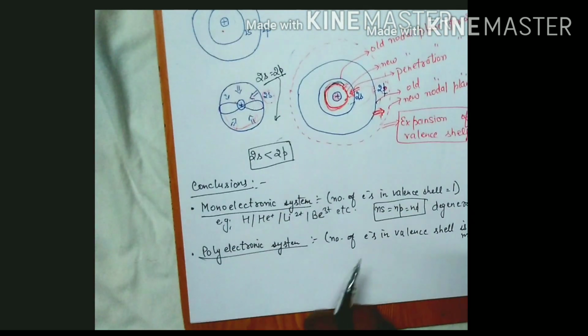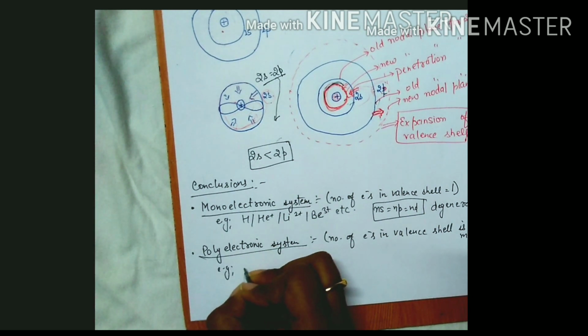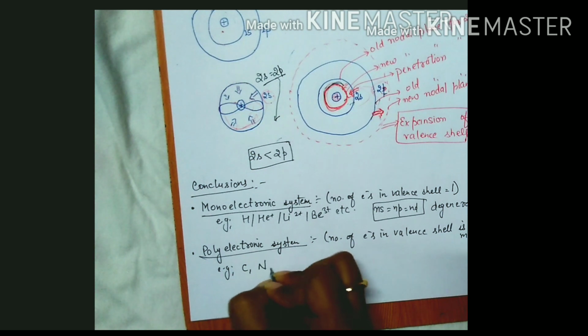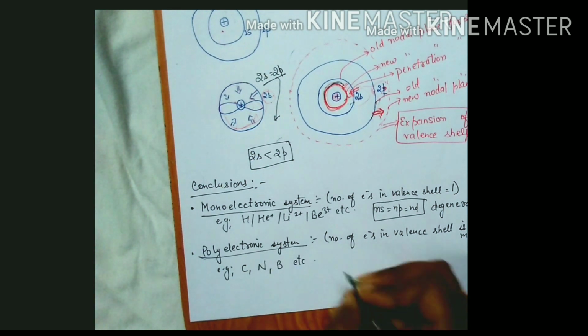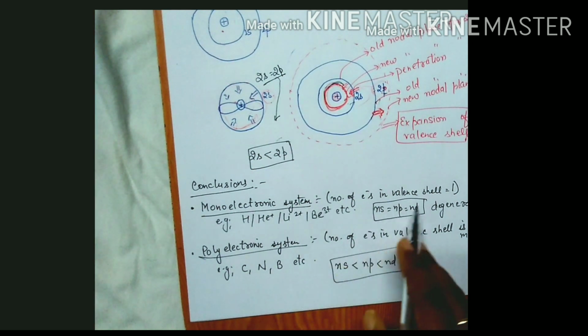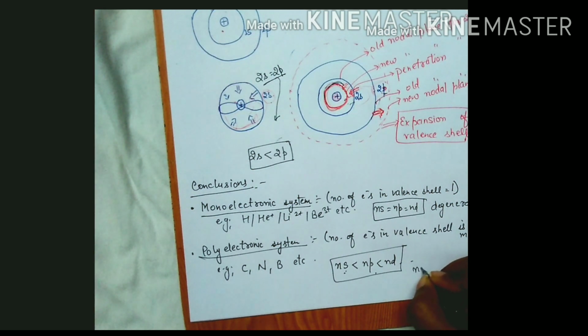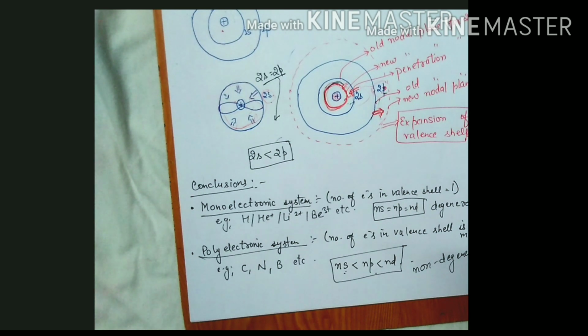Okay, for polyelectronic systems, for example, your carbon, nitrogen, maybe boron also, the energy of your ns is less as compared to np, as compared to nd, and so on. These energies of s, p and d are not degenerate, they are non-degenerate now. So this is a very important conclusion, that for monoelectronic systems the energy remains degenerate.